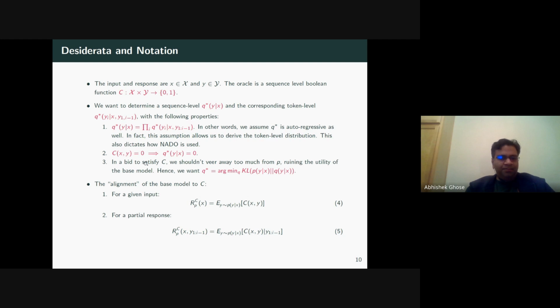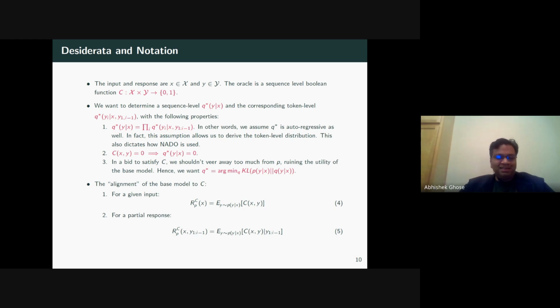And the third one is again a fairly reasonable assumption, which is that we want a distribution that honors our constraint, but we don't want the distribution to veer away too much from the base model, right? Because the base model might have other things going for it. Maybe it is good at reasoning tasks, maybe it is good at pulling up real world facts, and just because we want the base model to be formal or respond in Shakespearean English, I don't want to give up on all those properties.